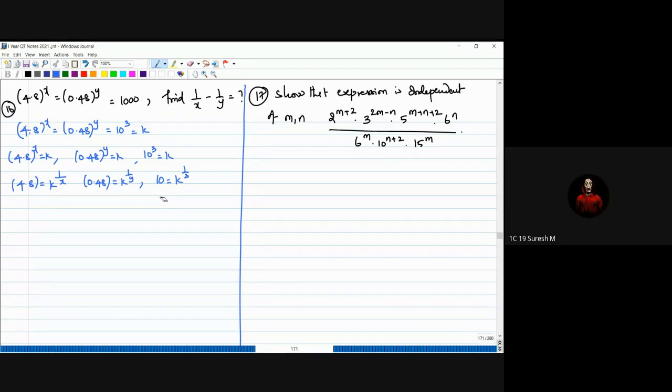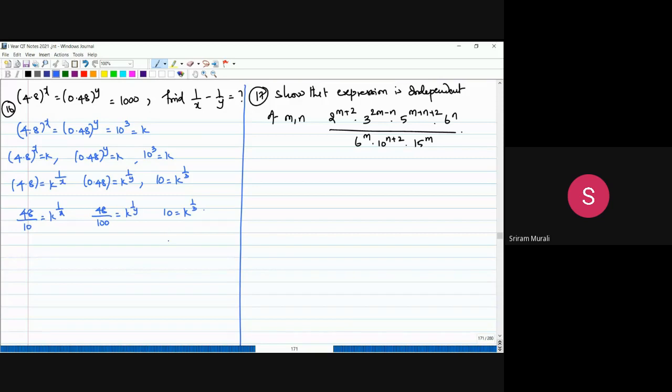Yes, sir. Now this is 4.8. I call it 4.8 as 48 by 10. Likewise, this is 48 by 100, because I want to eliminate the decimal. That is why we are bringing in whole numbers. This is k power 1 by 3. So different powers with different bases. Different powers mean x and y are different, and the bases are also different, 4.8 and 0.48. Now we brought them to the same base. If the bases are same, according to the law of indices, we can add.